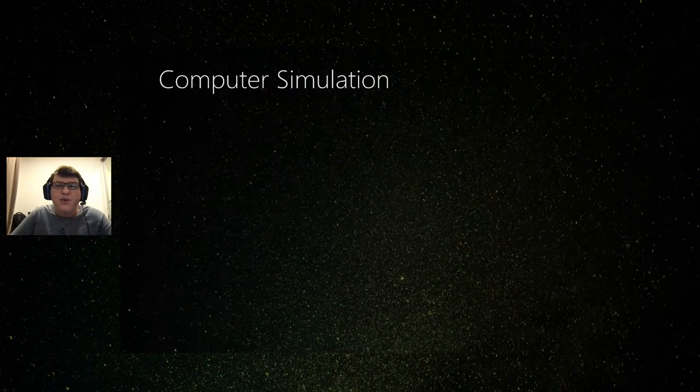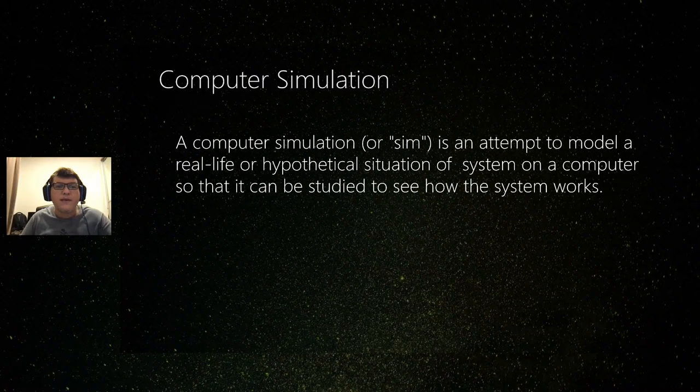Computer simulation. So what is computer simulation? It's actually quite easy. Usually we call it sim in the simulation world. It's an attempt to model a real life or a hypothetical situation of a system on a software, on a computer program, so it can be measured and studied, to see how the system works or not, okay? Whether the system is efficient, optimized or not optimized, or whether we created a system that is probably wasting energy, for example.